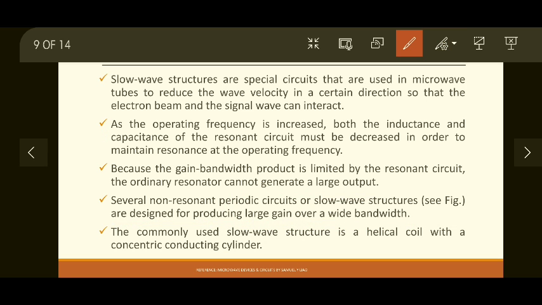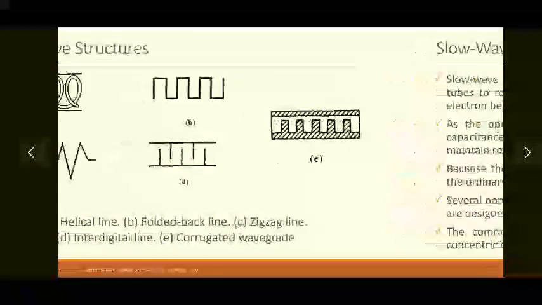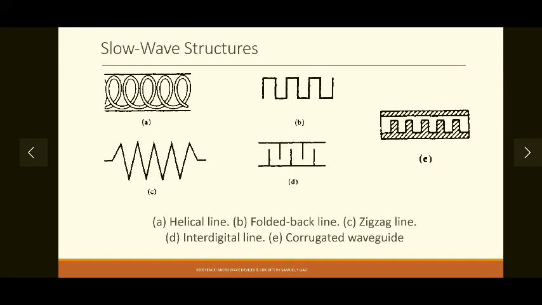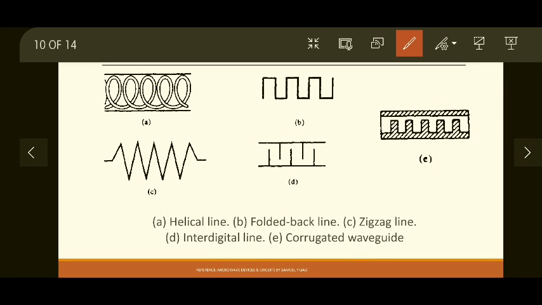Okay, so the commonly used slow wave structure is the helical coil, as we have just seen, with a concentric conducting cylinder. There are several other types as well. We will see them one by one. These are five types of slow wave structure that are shown. This is the helical one that we have already seen. This is the folded back line. That means the wave will travel along this path. This is the zigzag line. This is the interdigital line. The wave will travel like this.